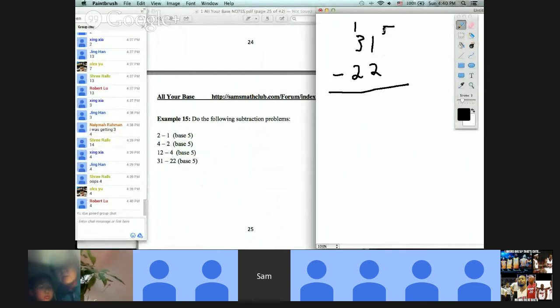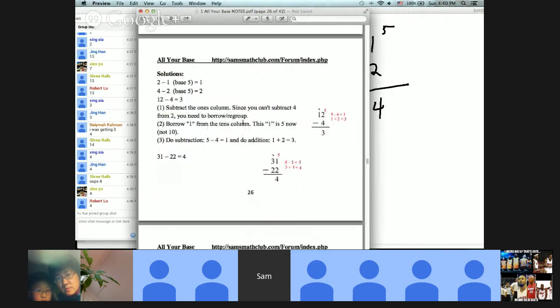Right, so instead of 10 coming over, 5 comes over, so 5 minus 2 is 3. 3 plus 1 is 4. So, nice job, guys. So, right, subtract the 1's column. You can't subtract 4. You need to borrow and regroup. So you borrow 1 from the 10's column, and then this 1 is now a 5, not a 10. So initially in base 10, it would be a 10. But since you're using base 5, it's a 5. So 5 comes up here, and then 5 minus 4 is 1, and then add that to 2, 3.